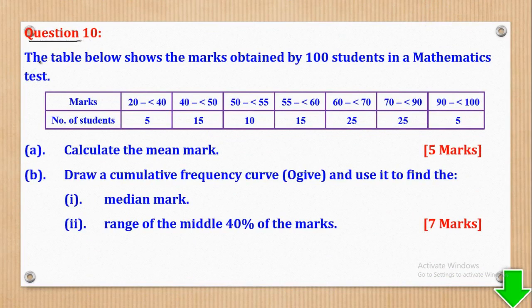So question 10 says that the table below shows the marks obtained by 100 students in a mathematics test. These are the marks and these are the corresponding number of students. Calculate the mean mark, that is part A. Part B, draw a cumulative frequency curve or an ogive and use it to find the median mark, and 2, the range of the middle 40% of the marks.